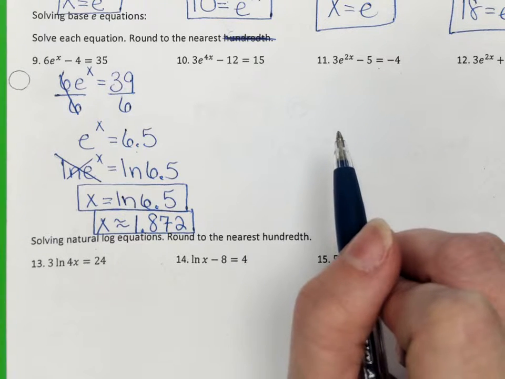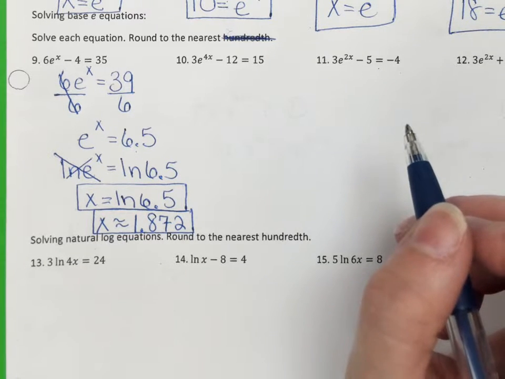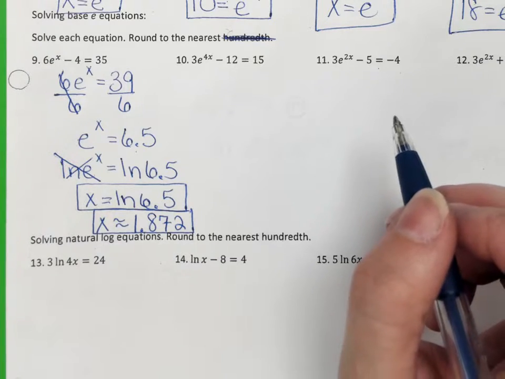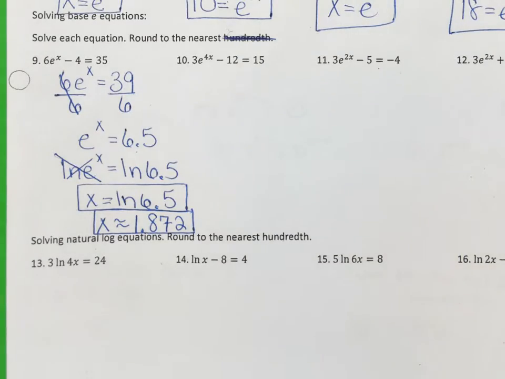Y'all okay? All right, let's do one more together. Which one do you want to do? Why do they all have 3s? I don't know why I just put those on. You want to do 11, you said? Okay. Well, let's do 11 then.